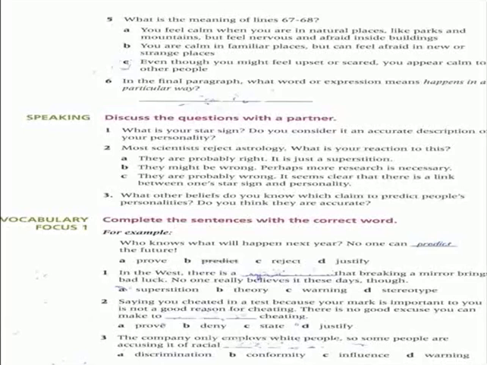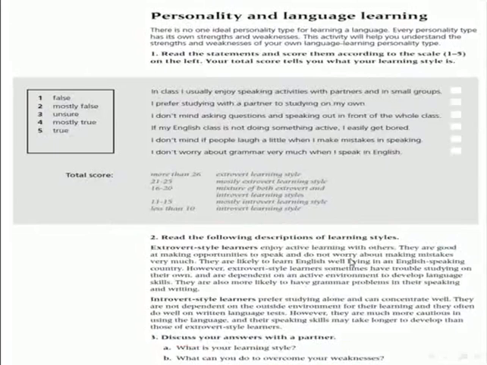So we stop here, and next we continue on the next page for this unit. Right, let's start. So this page is a kind of exercise, personality and language learning. There is no one ideal personality type for learning a language. Every personality type has its own strengths and weaknesses. This activity will help you understand the strengths and weaknesses of your own language learning personality type.